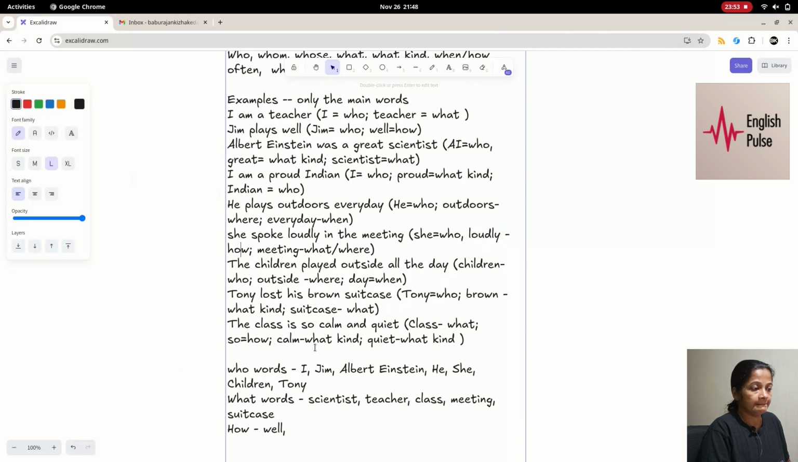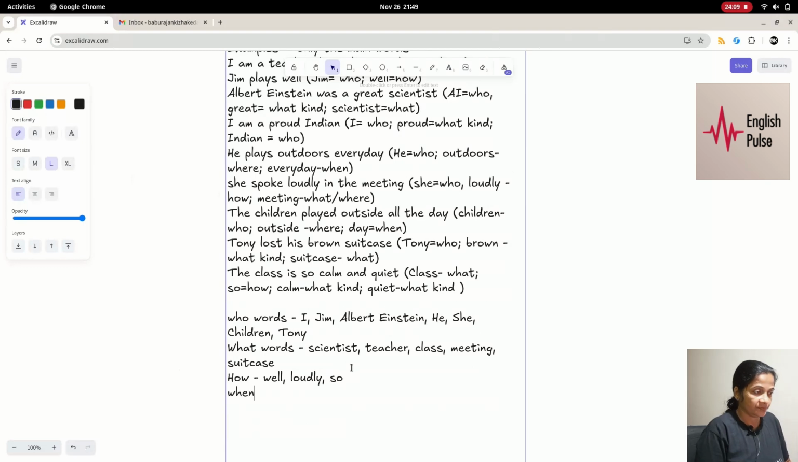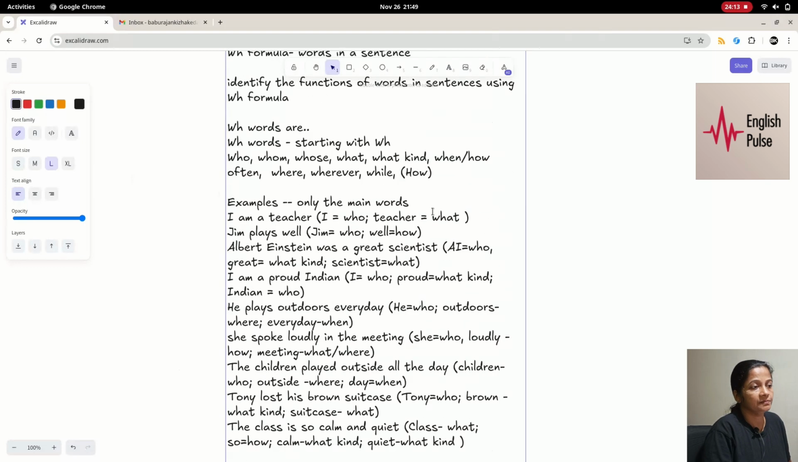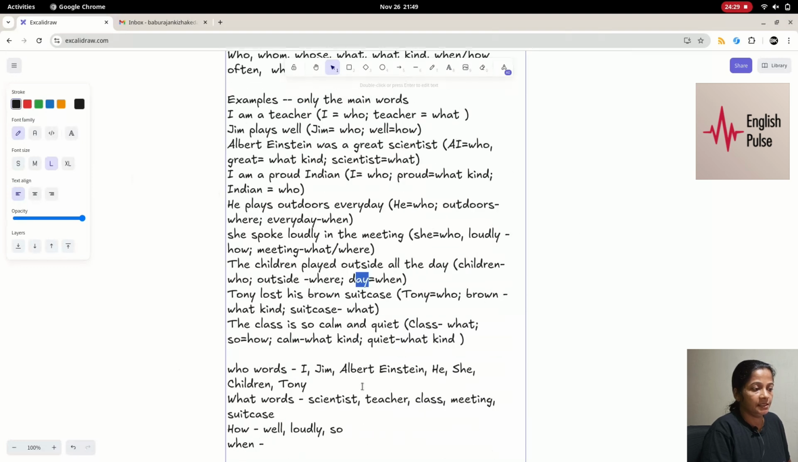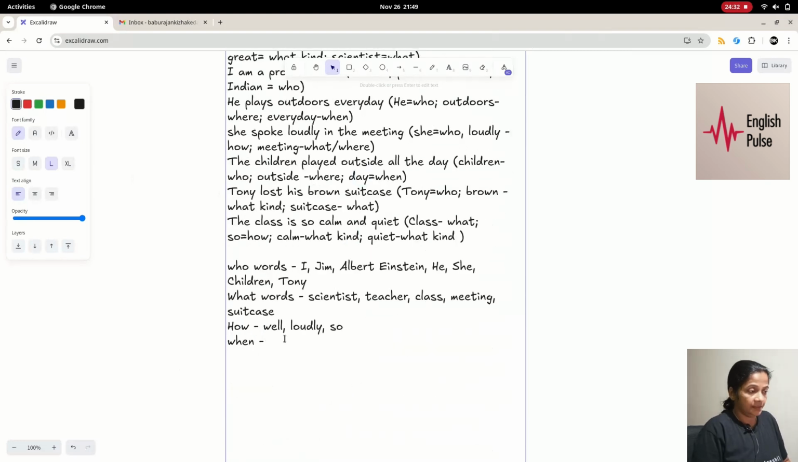Then this one, so calm, so well, loudly, so. These are how words. Then when words. Every day is one when word, day, every day, simply day. These two words were when.